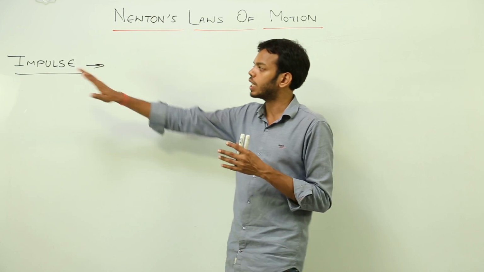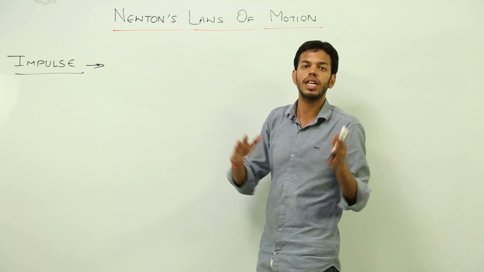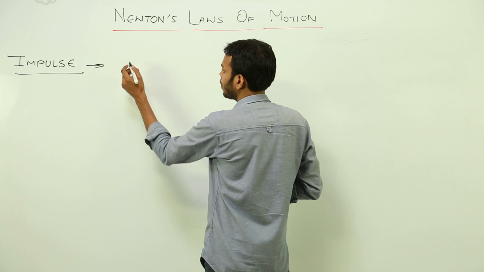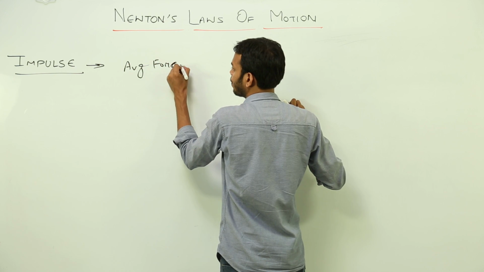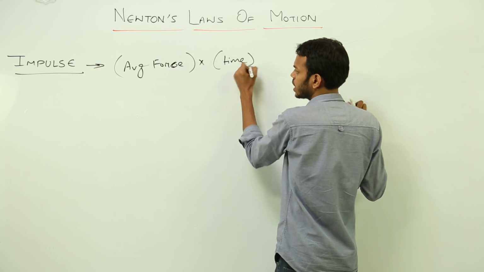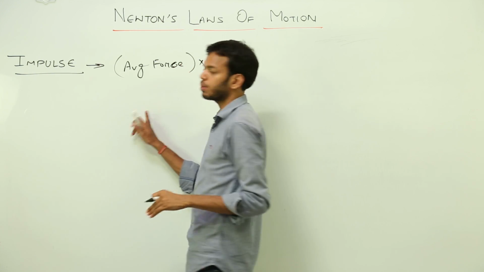Such kinds of force are taken into account as impulse. Impulse is the measure of the total effect of force. So impulse is defined as the product of average force and the time during which the force has acted on the body. This is impulse. So how do we derive an expression for impulse?